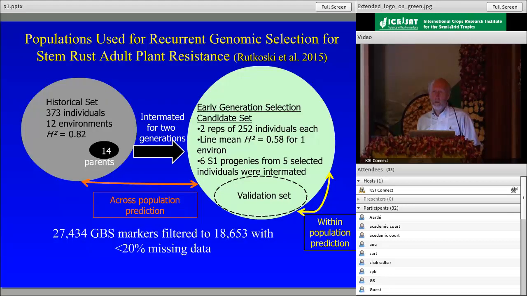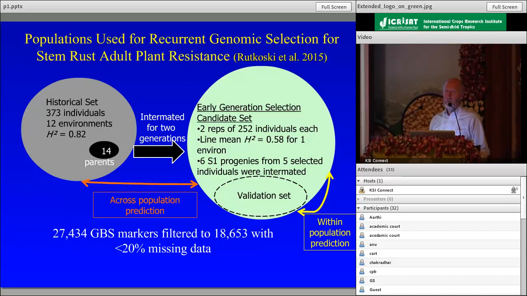We first trained our model using historical data. This was data from the Njoro stem rust screening nursery over a period of 12 years, and we chose 373 individuals that had been evaluated in at least 4 environments, and the heritability is about 0.8 for those. We used 14 founders. Those were intermated for 2 generations to generate what we call our early generation selection candidate set. We divided that into 2 replicates of 252 individuals. And in the second year, we evaluated the C0 population in Kenya for one environment.